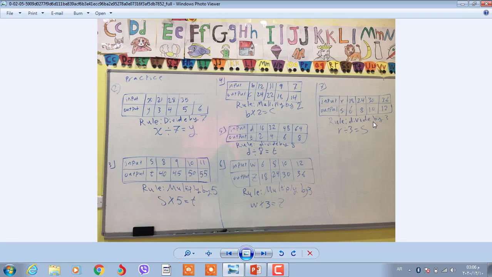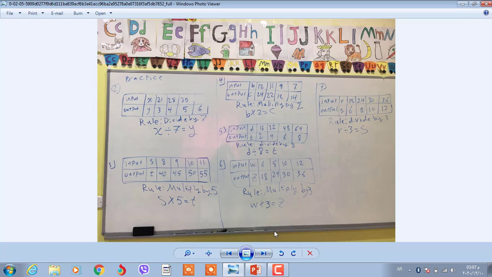Divide by what, student? The rule is divide by 3, because 18 divided by 3 equals 6. 24 divided by 8 equals 3. 24 divided by 3 equals 8, and 30 divided by 3 equals 10. 36 divided by 3 equals 12. So the equation is also R divided by 3 equals S.